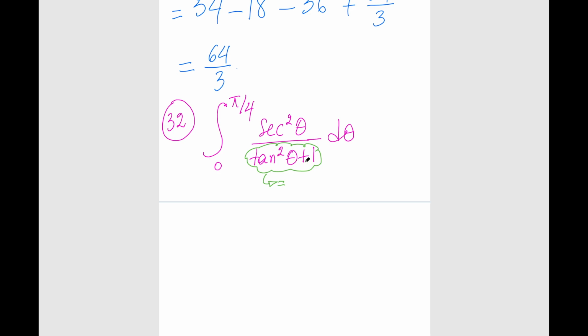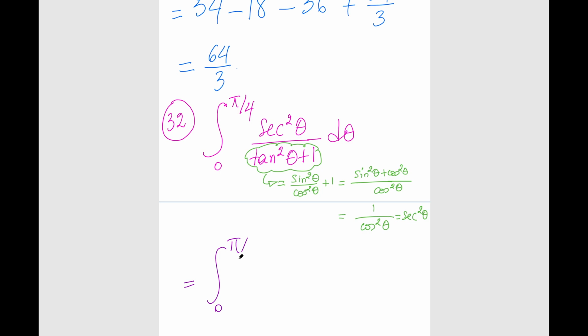This means sine squared theta divided by cosine squared theta plus 1, because tangent is sine over cosine, right? And if you do the same denominator, we get sine squared theta plus cosine squared theta divided by cosine squared theta. And what's upstairs? It's 1, right? And downstairs is cosine squared, and this is secant squared, right? So downstairs is simply secant squared. So secant squared over secant squared.